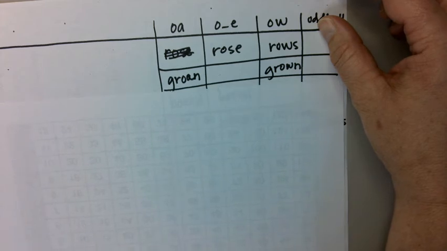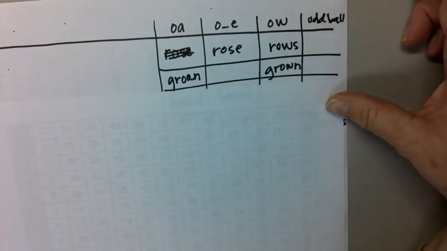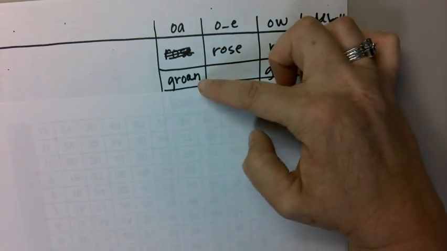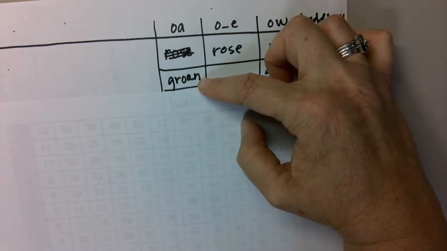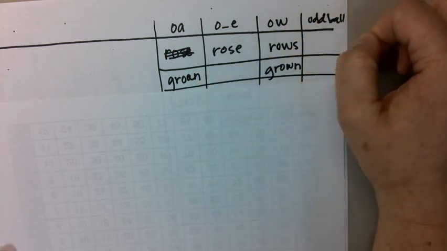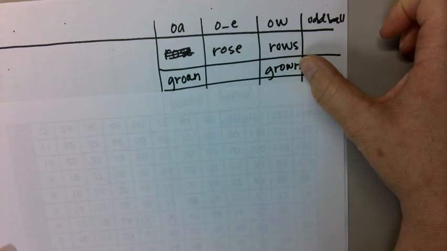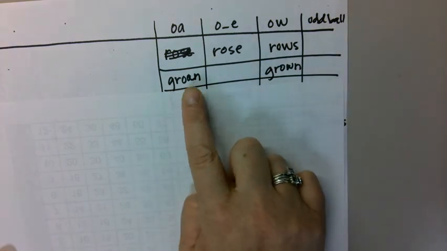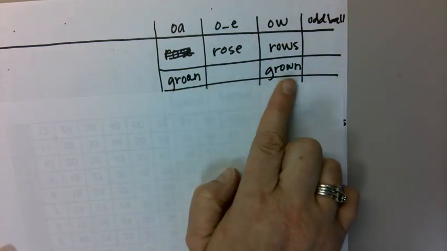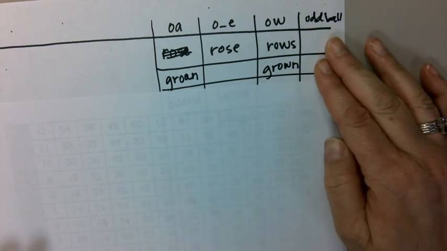Going down to the next pair of homophones, the word groan. Groan means like you're expressing yourself with frustration, like, ugh. And this grown means height. You're growing up. Grown. She's grown. So that O-A makes the long O sound. And right here again, that O-W makes the long O sound.